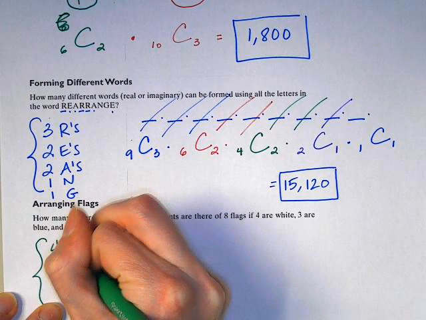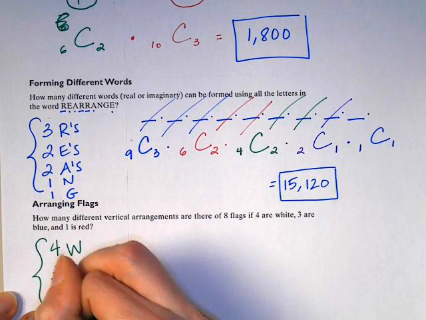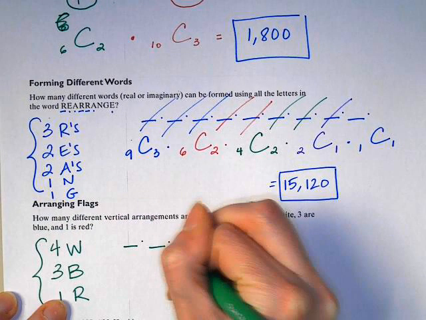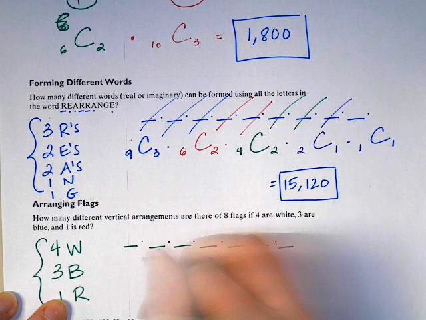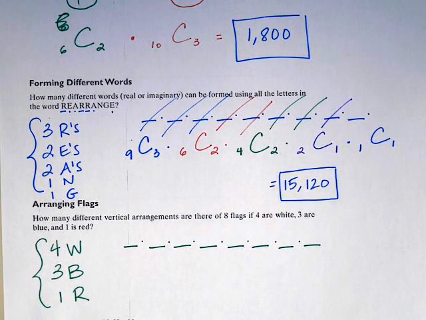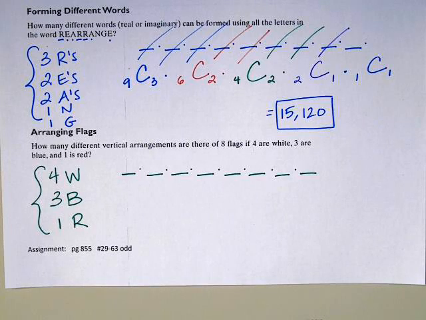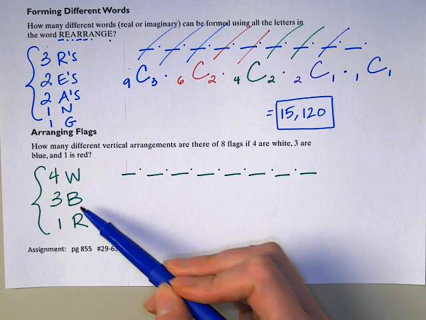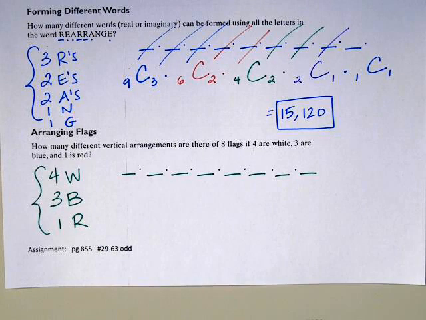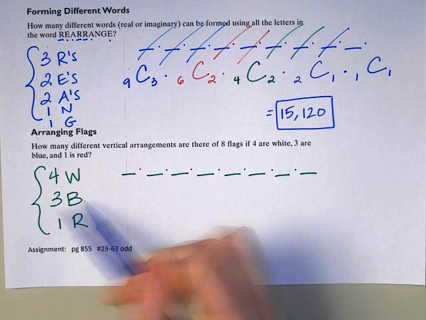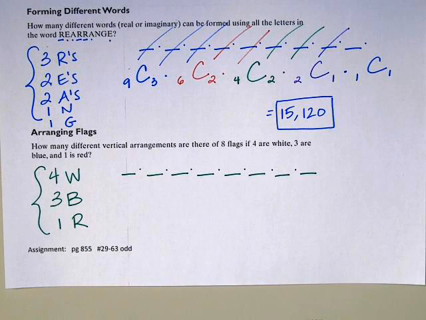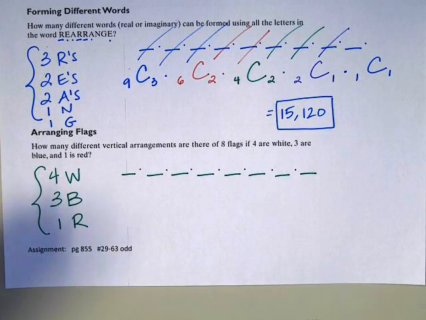There's 4 white, and there's 3 blue, and there's 1 red, and we're trying to fill 8 flag spots. 1, 2, 3, 4, 5, 6, 7, 8. Okay, so you can just go ahead and do it the same way. I do want to show you guys another way to do it. There's another formula for n objects that are not distinct for a permutation. So we're assuming the white flags and the blue flags and the red flags are not distinct from each other. They're just like all the whites are the same, all the blues are the same, all the reds are the same. So I'm going to give you another formula if that's ever easier.